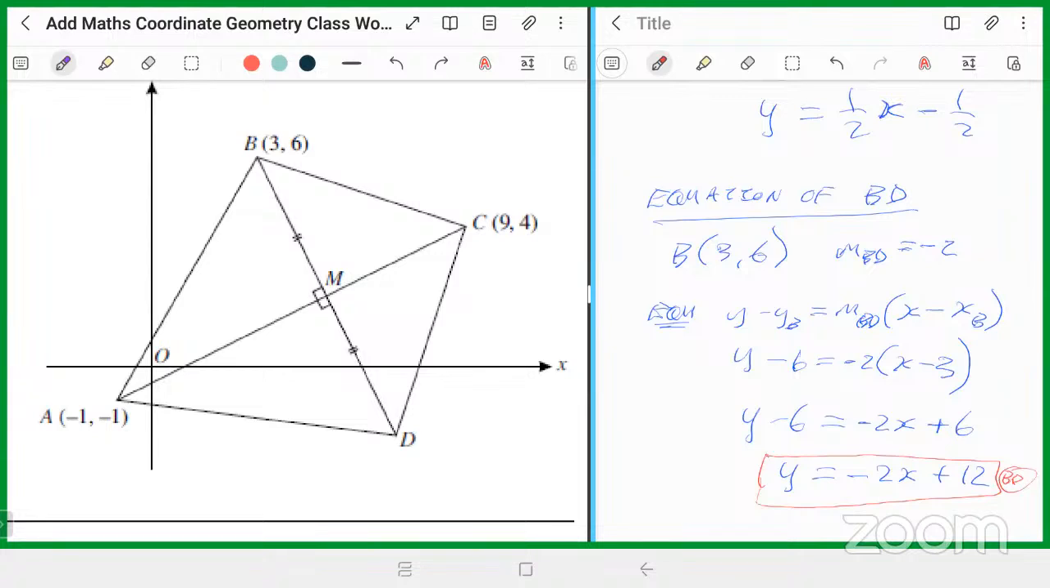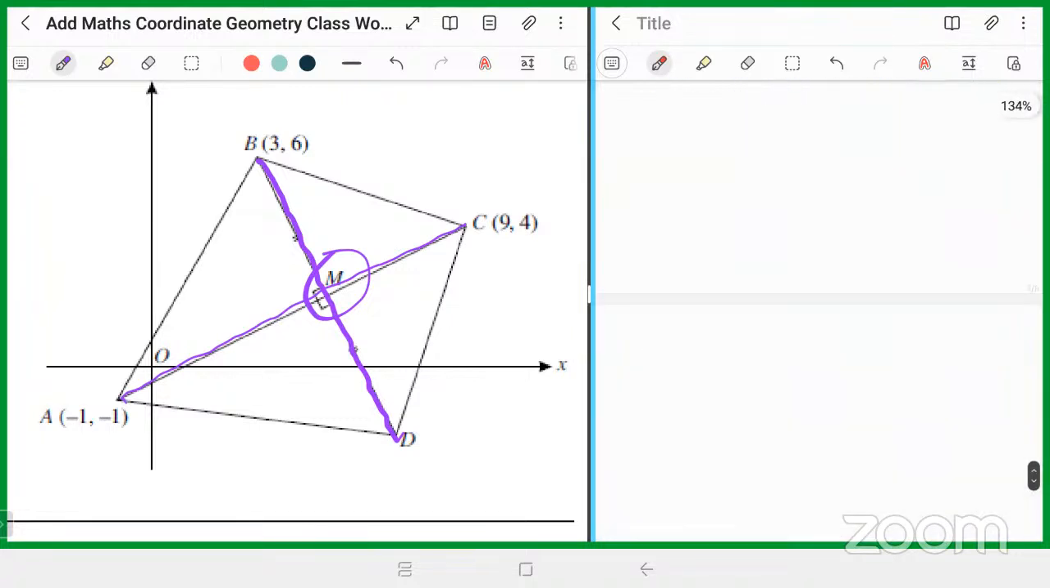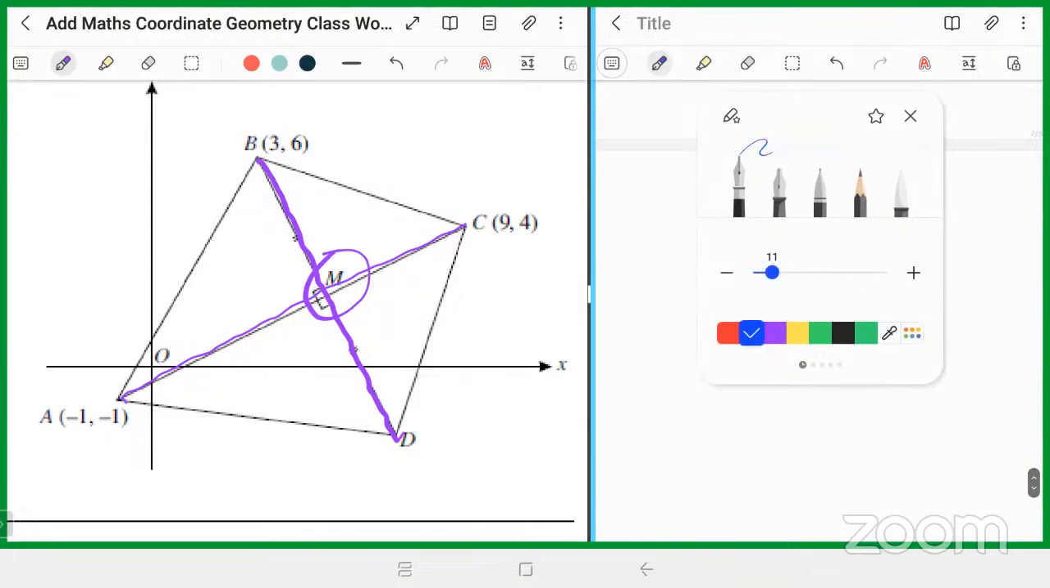So we have those equations. The next part now wanted us to find the point M. So point M is the intersection of these two lines. So to find that intersecting point, we can solve those two lines simultaneously, because that point M is on both lines. That was part E, to find the coordinate of M. Let's set it up now.